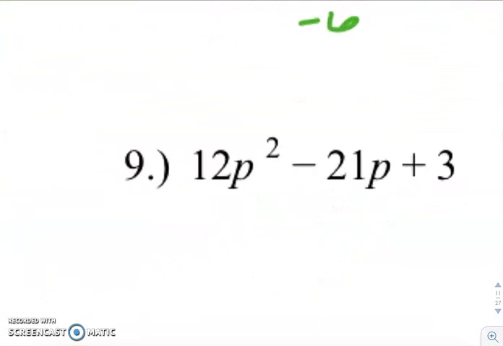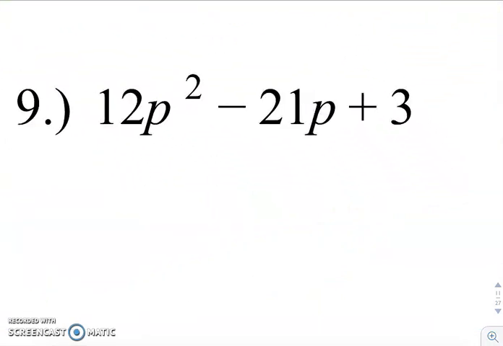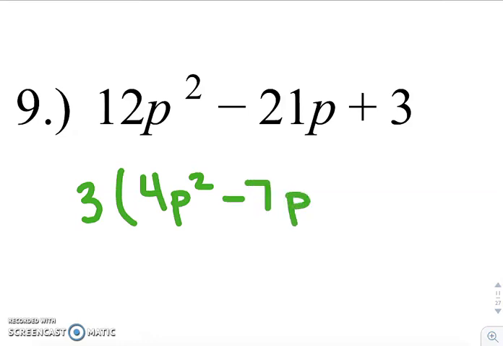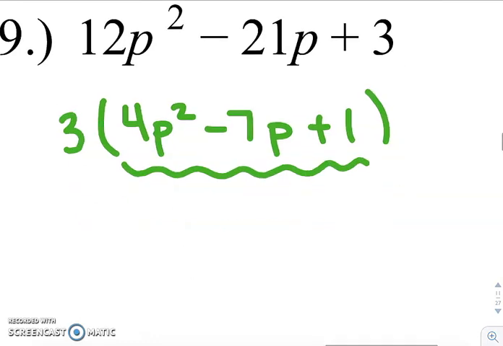Okay, so let's look at number 9. Can we pull out a common factor there from 12, 21, and 3? Yes, we can factor out a 3. So that leaves us with 4p squared, 7p, and 3 divided by 3 is not 0. 3 divided by 3, a number divided by itself, is 1. So now we will factor that. So 3.